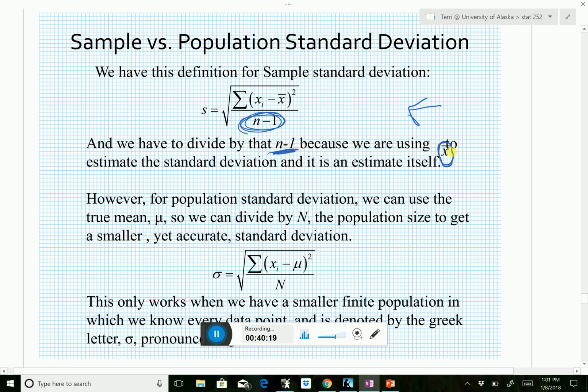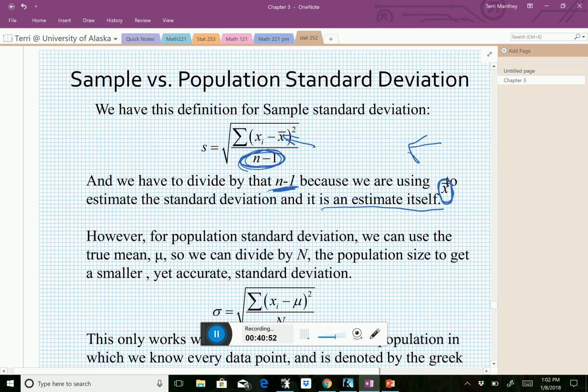Because we're using x bar to estimate the standard deviation. Remember, x bar is an estimate all of itself. It's not the real mean. The real true population mean is some mu that we can't get to, that we don't even know. But x bar is our sample mean. So when we're taking x bar and using that to find the standard deviation, we have to divide by n minus 1 and not n in order to correctly estimate what we've got here.